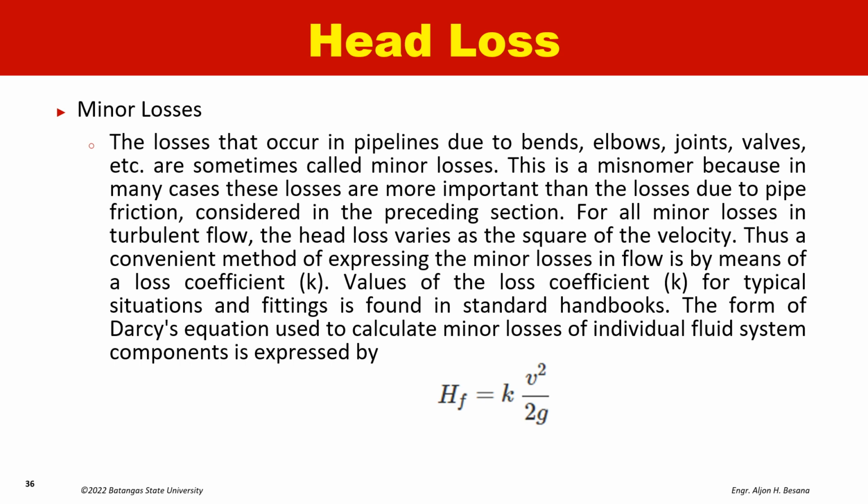Thus, a convenient method of expressing minor losses in flow is by means of a loss coefficient K. So we're going to substitute a part of our equation with a loss coefficient that is symbol K. Values of loss coefficient K for typical situations and fittings are found in the standard handbooks. The form of Darcy's equation used to calculate minor losses of individual fluid system components is expressed by hf is equal to K times v squared over 2g.